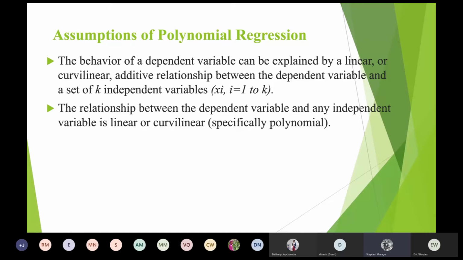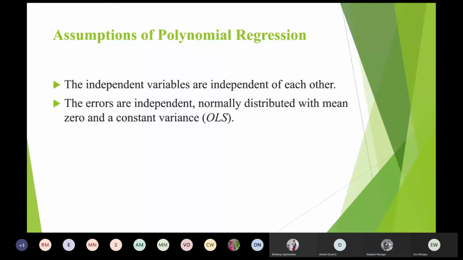The next slide also continues with the assumptions. The independent variables are independent of each other. So b0 shouldn't be a function of the next b1 or b2. Also, the errors are independent, normally distributed with mean 0 and a constant variance.